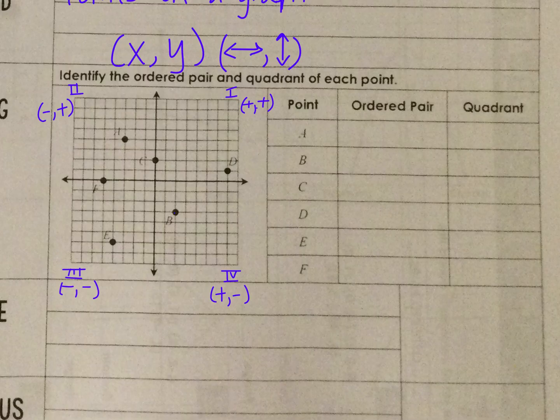Point B is right here in quadrant 4. So it's going to have a positive for my first number, and the second number will be negative. So 1, 2, I went positive 2, and then I'm going down 1, 2, 3, negative 3.